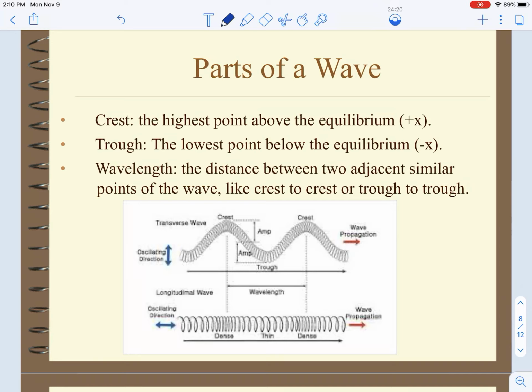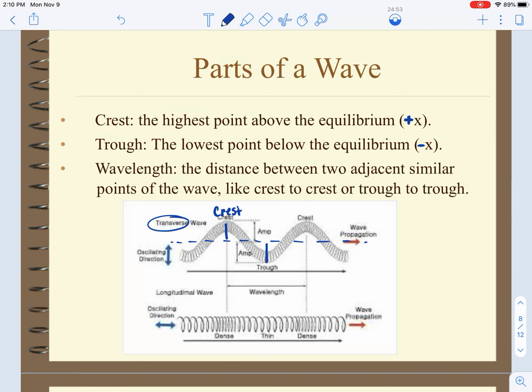For the parts of our wave, we are going to just add some detail to the amplitude definition that we already had before. So we said amplitude is the maximum displacement from equilibrium. If we are looking at a transverse wave, if we were to put our equilibrium line, it'd be somewhere along here. So if we measured our amplitude on the positive side, then we would call that location of the greatest positive displacement our crest.